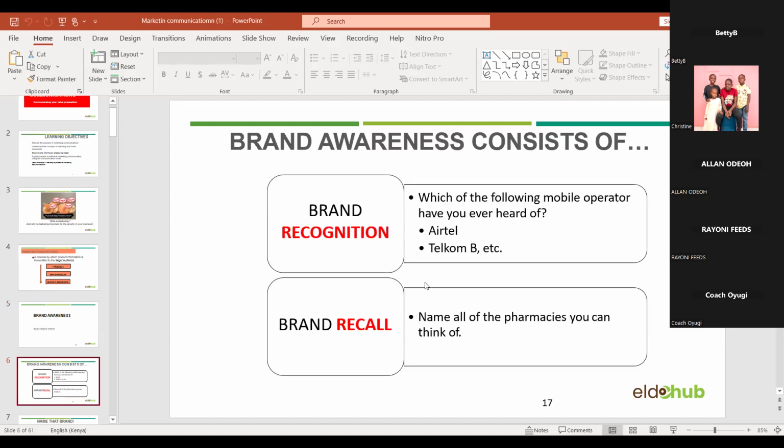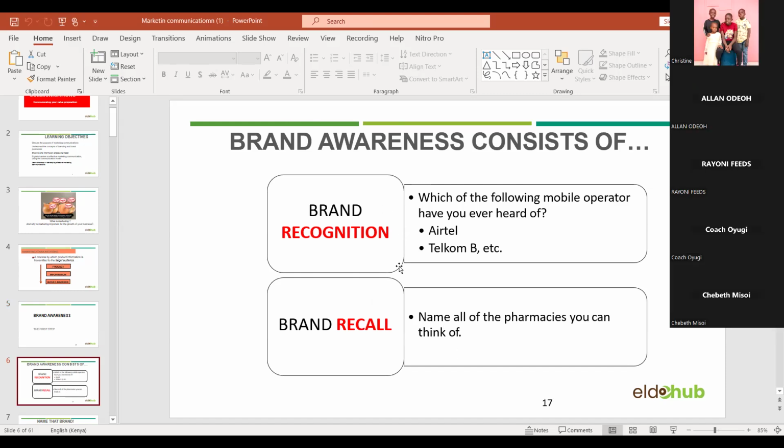Yeah, so when you talk of brand awareness, of course, as Caroline has shared, it is mostly about attracting consumers, retaining customers and improving. Actually, you upgrade yourself. You can't remain in the same position. You continue upgrading from time to time.